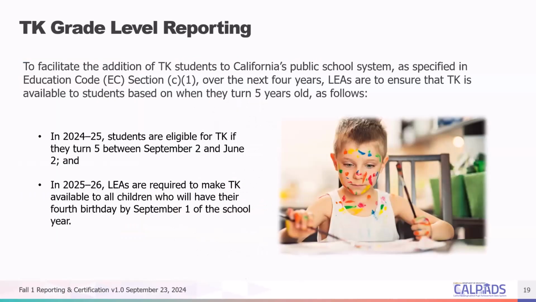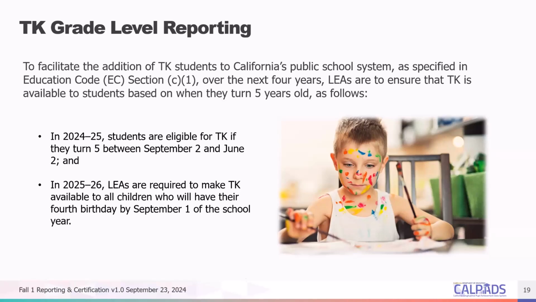Some of the things that are data elements in the student enrollment file are the grade level. And so when you think about TK grade level reporting, every year we're changing the rules of who is the eligible student. So this year, students that turn 5 between September 2nd and June 2nd are eligible to be TKs. Although we understand some districts have early TKs, the TKs that will show up on reports are those that turn 5 between September 2nd and June 2nd.